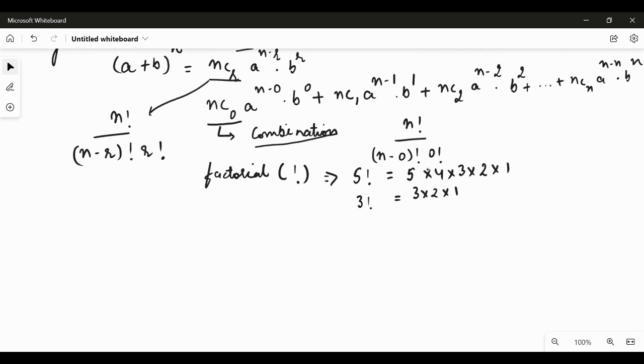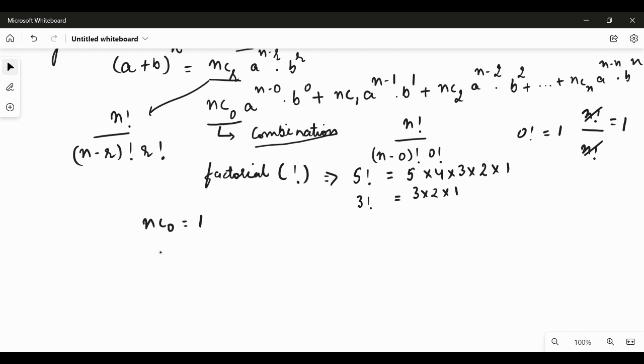So if we talk about this (n minus 0) factorial, 0 factorial is equal to 1. Remember this thing. nC0, how will we write it? This is n factorial divided by (n minus 0) factorial, which is n factorial, and the value of 0 factorial, I already told you, is 1. So when we cancel it, it gives me 1. So the value of nC0 is 1.